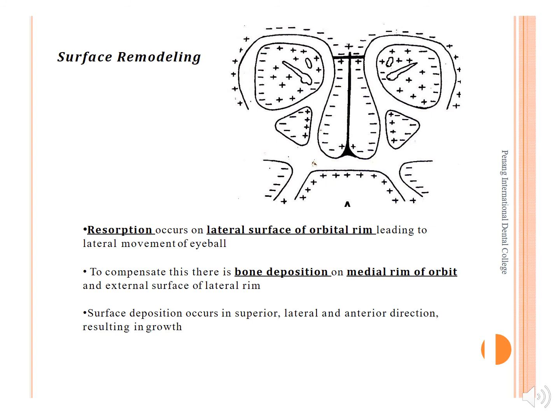Now we will look into surface remodeling. Resorption occurs on the lateral surface of the orbital rim, leading to lateral movement of the eyeball. To compensate for this, there is bone deposition on the medial rim of the orbit and the external surface of the lateral rim. Surface deposition occurs in superior, lateral, and anterior directions, resulting in growth.